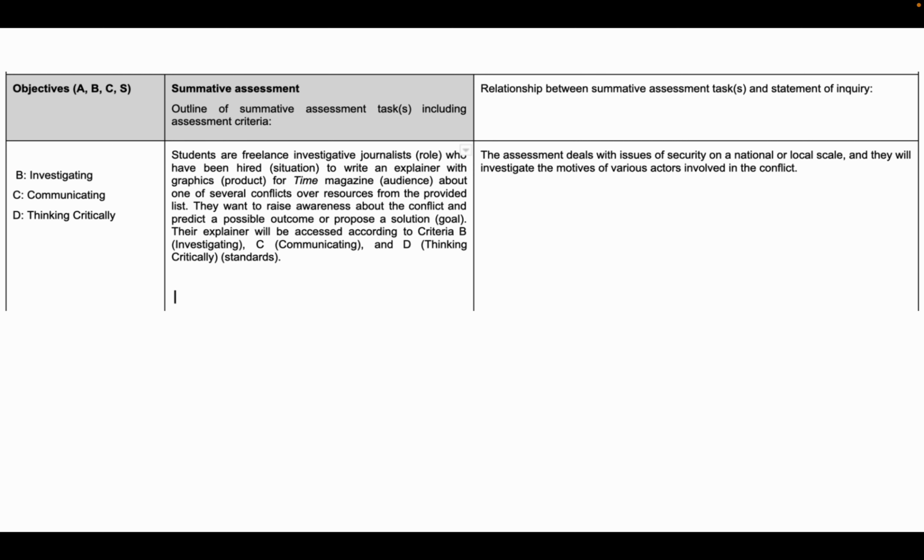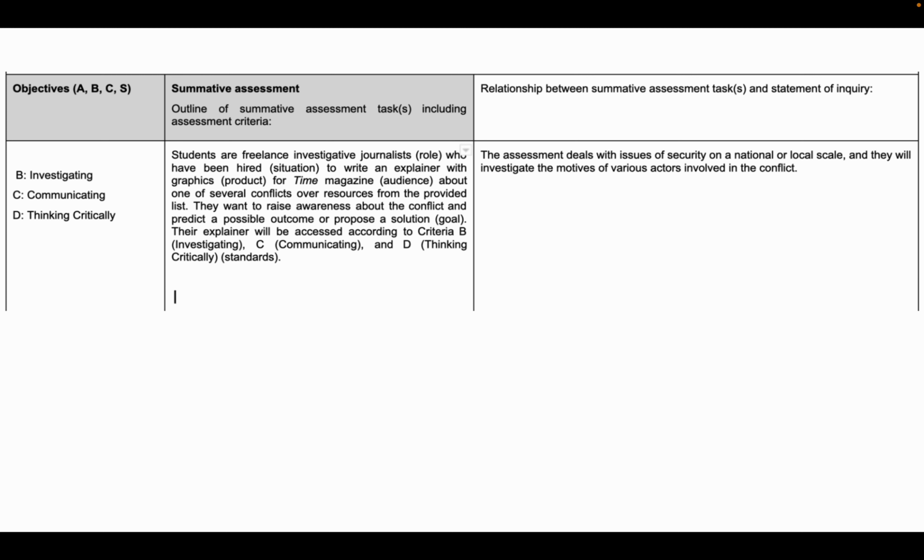So then for the summative assessment, I decided for this one I would assess criterion B, C, and D. And that means, therefore, my assessment will be quite large. For my summative assessment, I use the GRASP model. Students are freelance investigative journalists who have been hired to write an explainer with graphics. So I'm clearly wanting to tell students what they're going to produce at the end of it. For Time Magazine, about one of several conflicts over resources from the provided list.